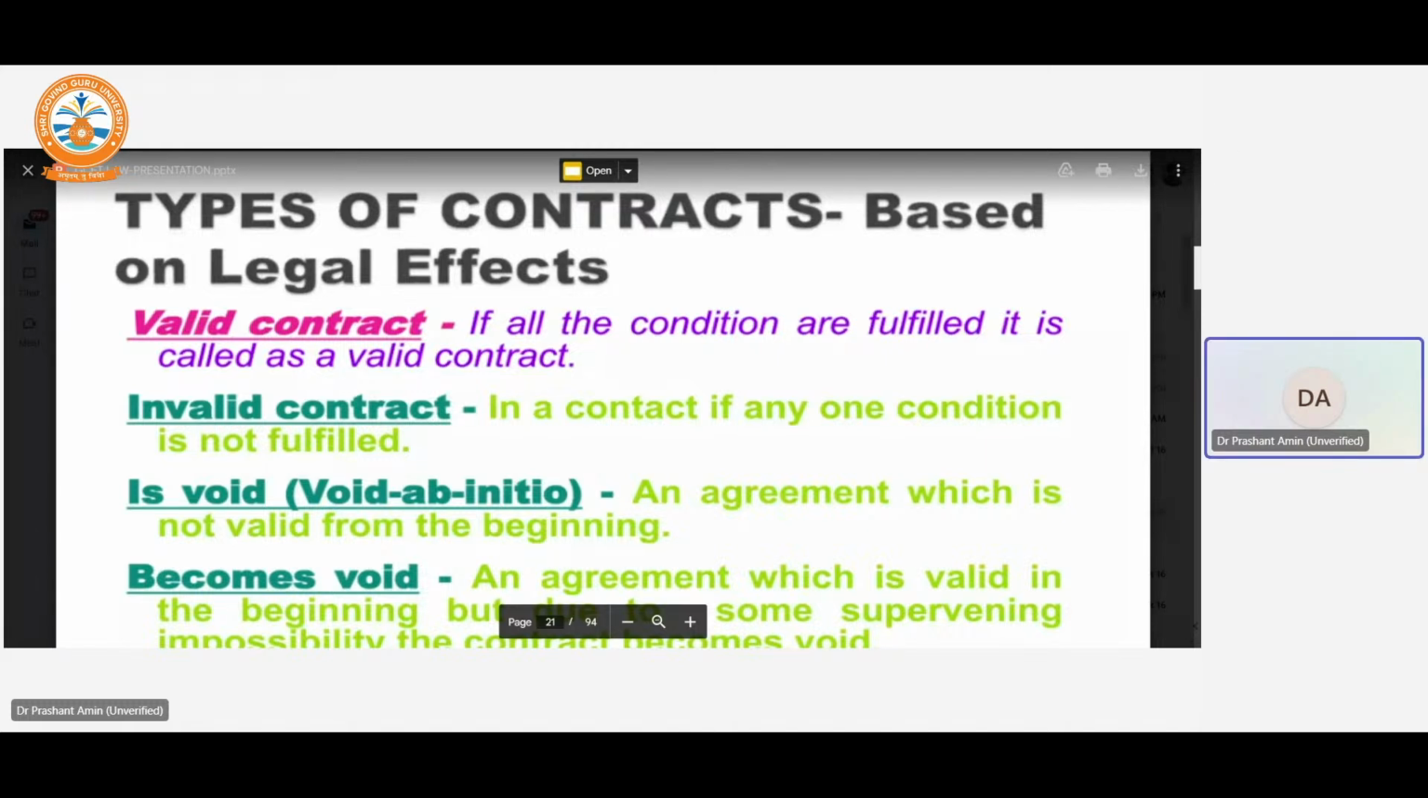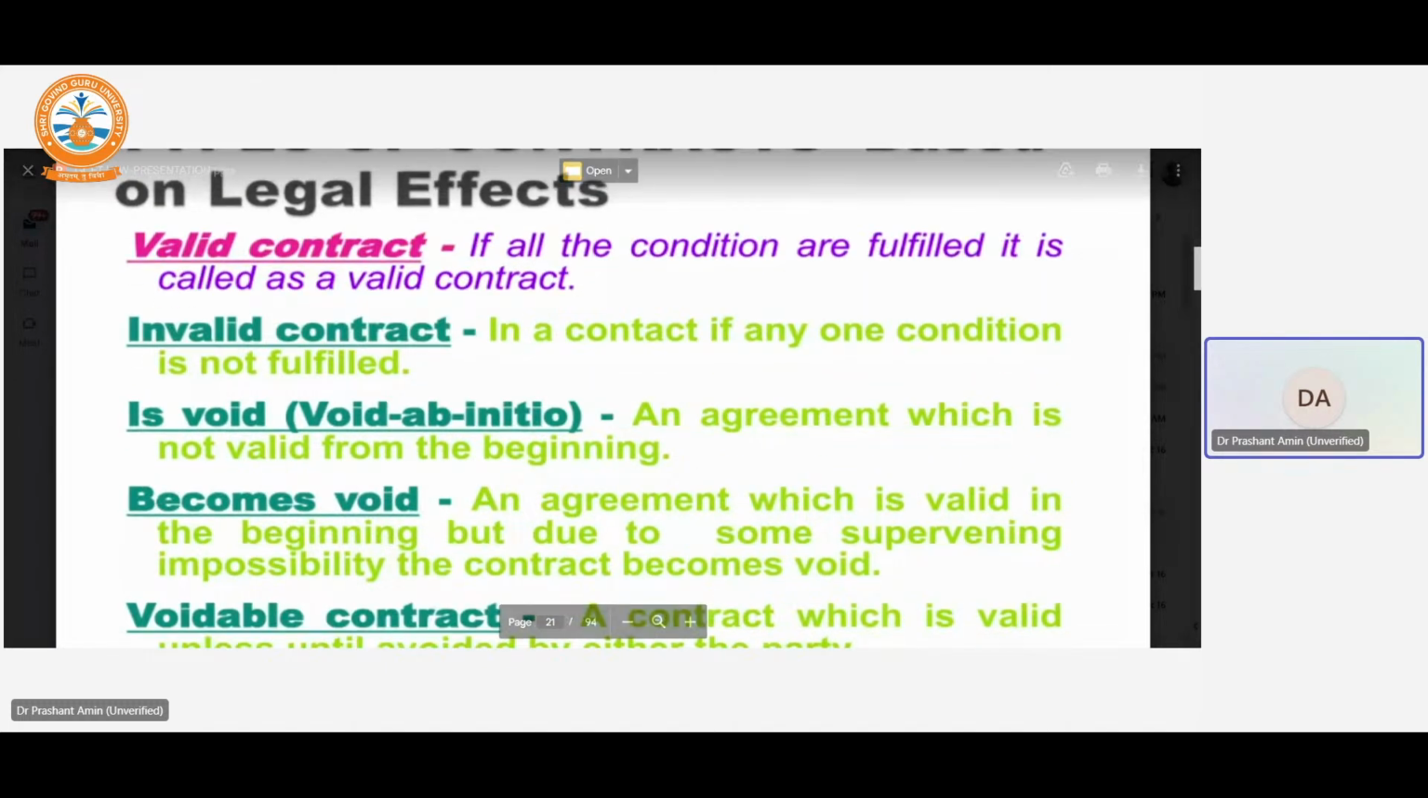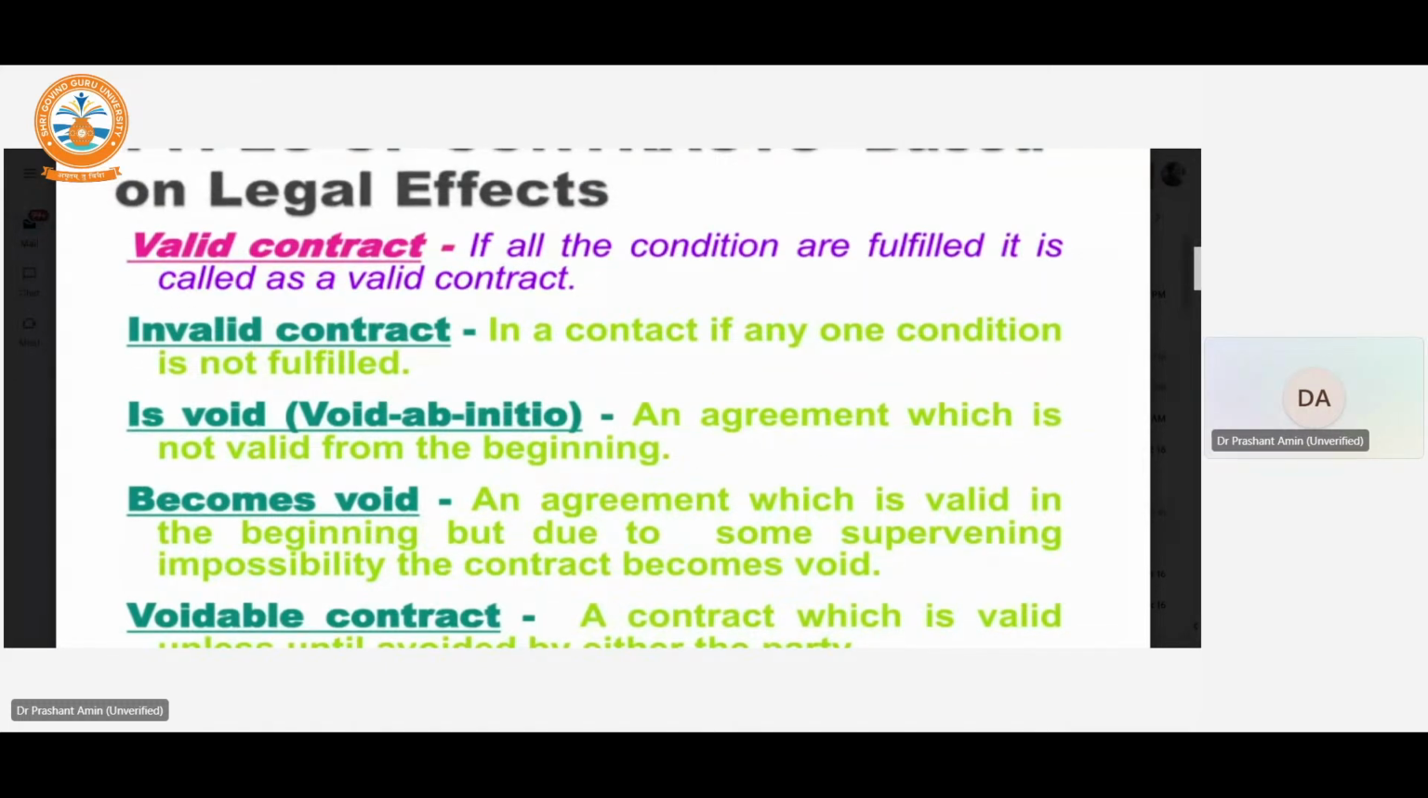Invalid contract, which means that in a contract, if any one contractual condition is not fulfilled, then that particular contract is invalid under the clause. Void ab initio contract. At the time of the agreement, the contract is not valid from the beginning. A contract is not possible, but still the party has entered into the contract. That kind of contract is invalid from the beginning. Another name of that particular contract is void ab initio.